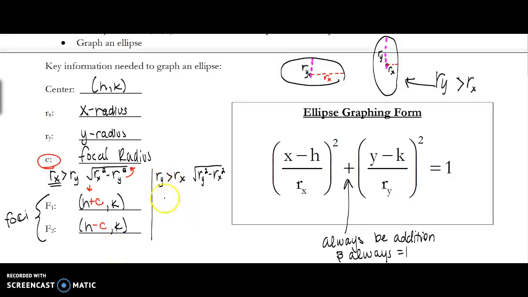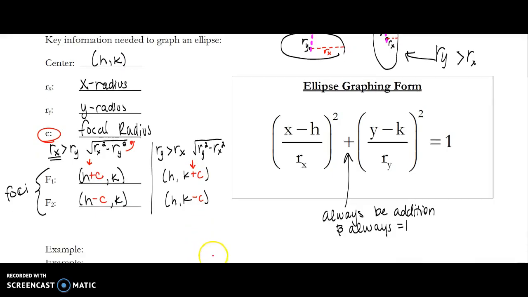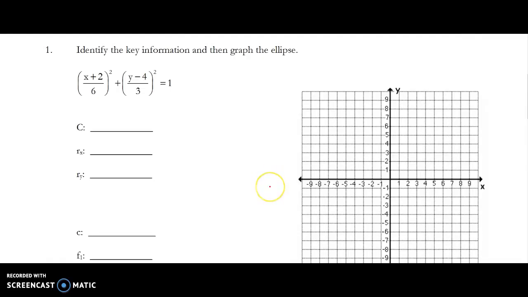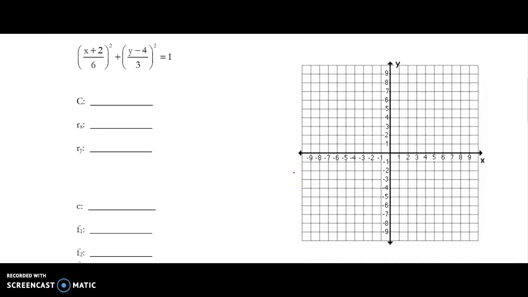Now if our y value is bigger, then we're going to change the y value. So h would stay the same, and we're going to make the changes to k by adding c and subtracting c. So let's try an example together. A lot of times it's easier when we do it together instead of all these different variables. One thing I want you to remember is I will always give you the equation in graphing form. You will never have to solve for something that you would not normally do.